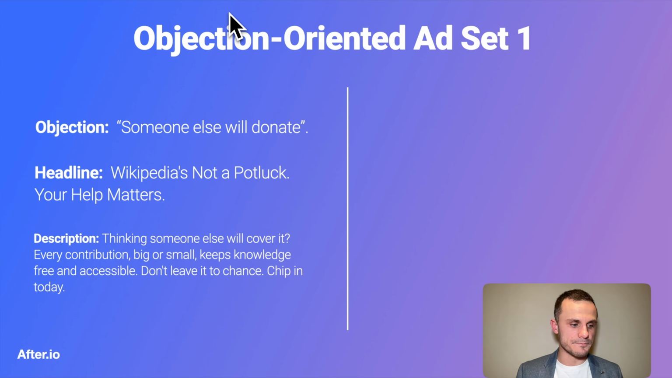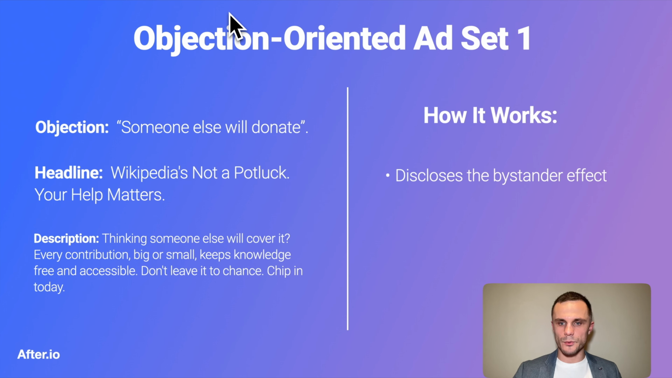And let's analyze a couple of objection-oriented ad sets. The first objection usually is: someone else will donate. Headline: Wikipedia is not a potluck. Your help matters. Thinking someone else will cover it? Every contribution, big or small, keeps knowledge free and accessible. Don't leave it to chance. Chip in today. So how does it work?